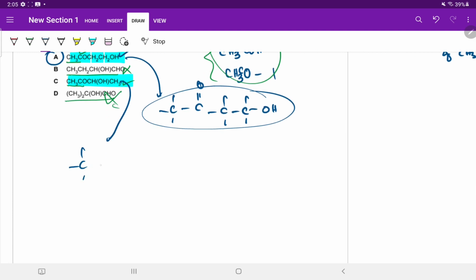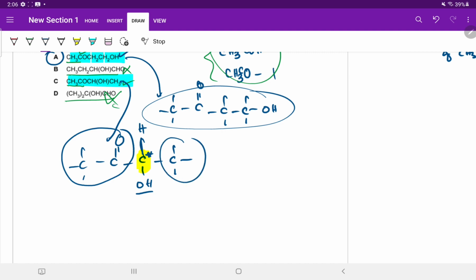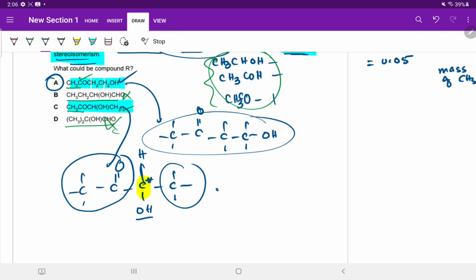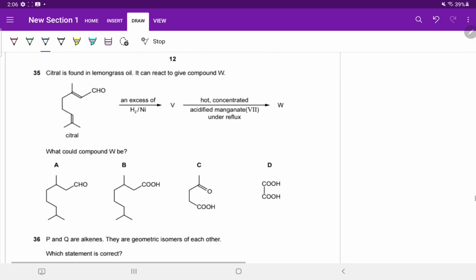Now if you take a look at C, there is CH3, CH3, CO, which is a ketone, CHOH, CH3. Now we can see that this carbon is a chiral center. This is a chiral center because this is bonded with one hydrogen, one OH, one of these things, and one of CH3. So this is a chiral center, so this will exhibit stereoisomerism. So as a result, option C is wrong, so A is the correct response.